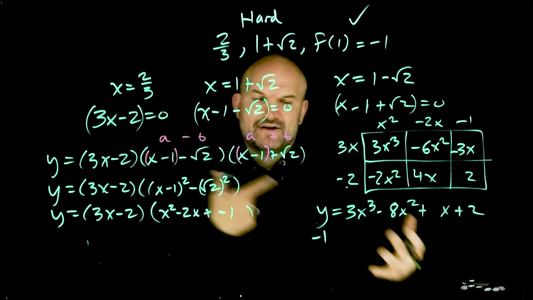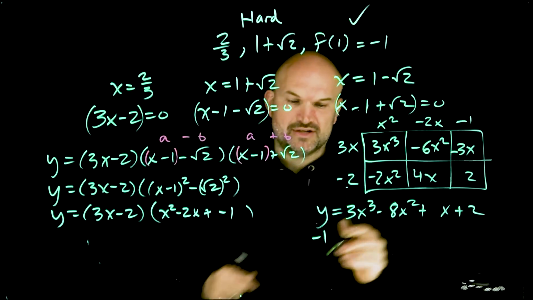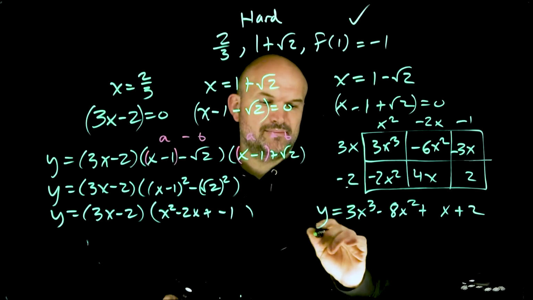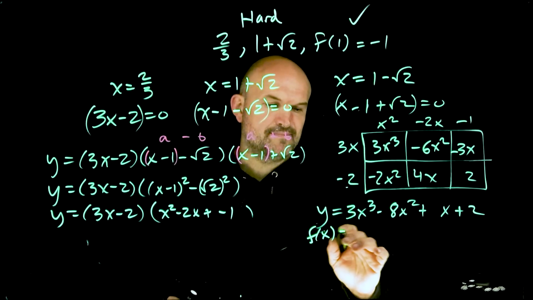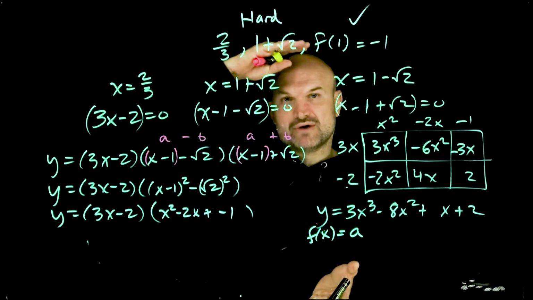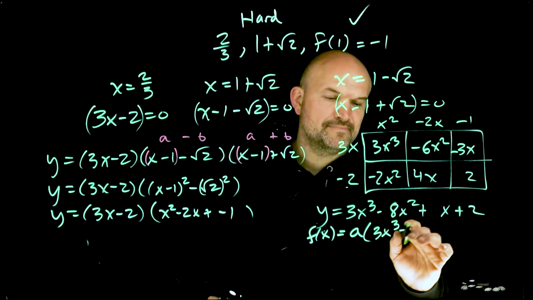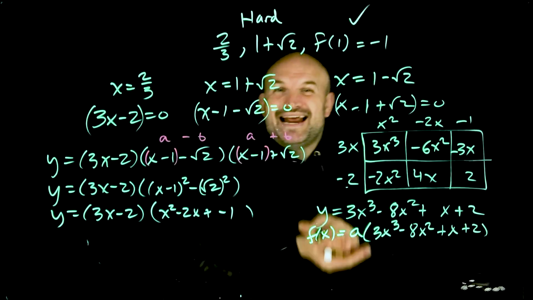So what that means, if I remember what I told you in the beginning of this problem, is that we can have a stretch or a compression. So let's just rewrite this problem in terms of f of x, right? Because that's the notation we're using. And I can have a stretch of a. A is going to vertically stretch or compress the graph, or reflect it. So it could be a times 3x cubed minus 8x squared plus x plus 2. I just don't know what that a is going to be.